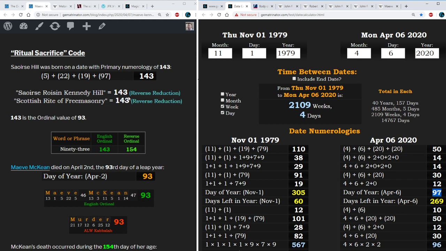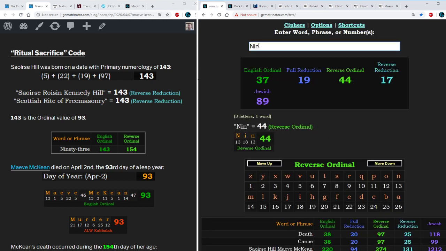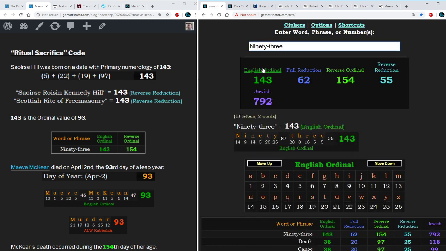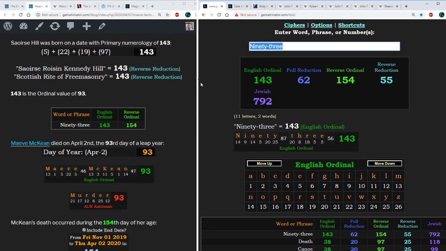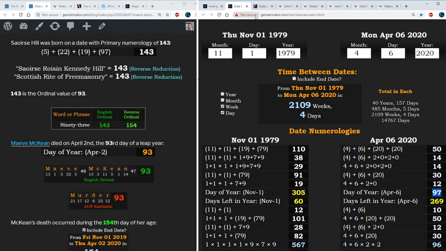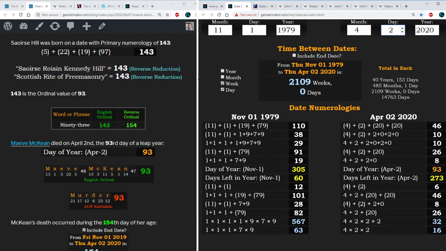Saoirse Hill's full name equals 143. That's her primary birth numerology. 143 is the ordinal value of the number 93. And why do I point that out? Well, Maeve McKean, her cousin, equals 93, and her death fell on the 93rd day of a leap year.